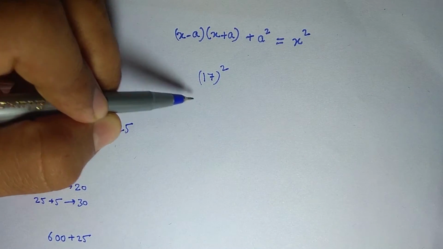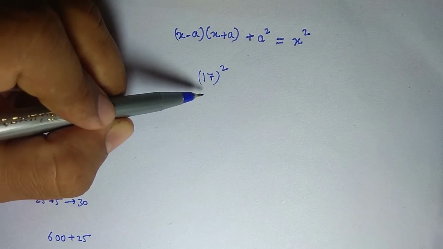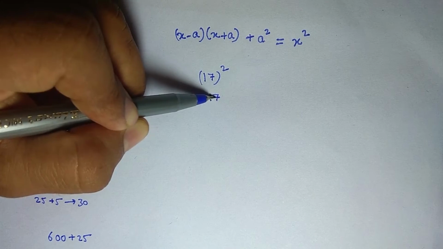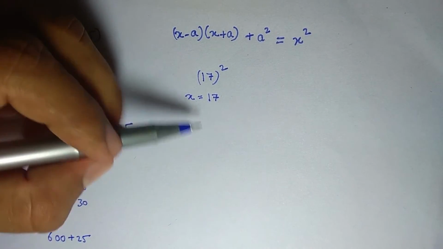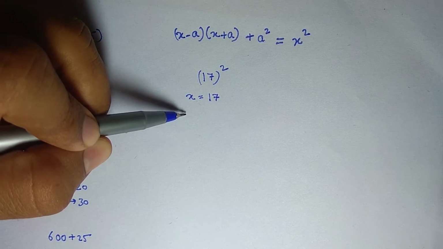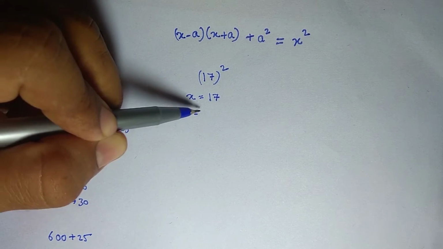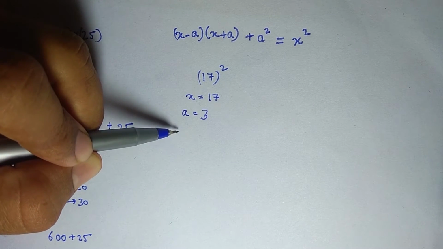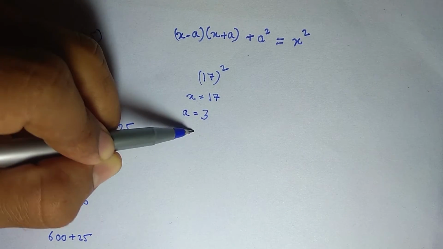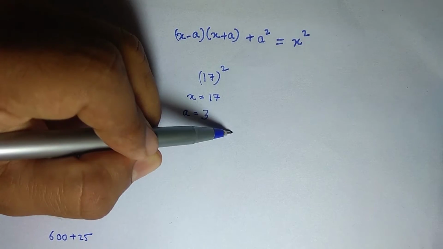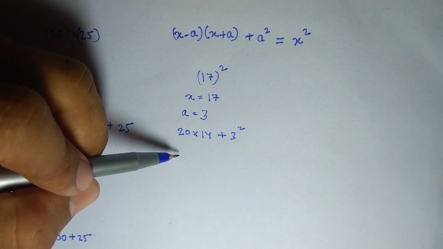Now let's say we have 17 squared. 17 is pretty close to 20. So x is 17 and a is 3, because adding 3 to 17 gives us 20. So adding 3, we'll also need to subtract 3, which leaves us 14. 14 into 20 is of course 280. Now adding the 3 squared, which is 9, gives us 289. Pretty easy, right?